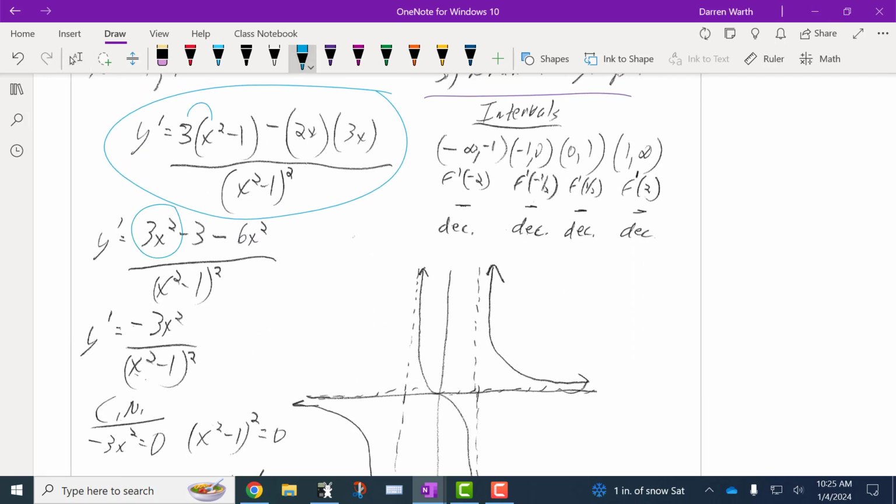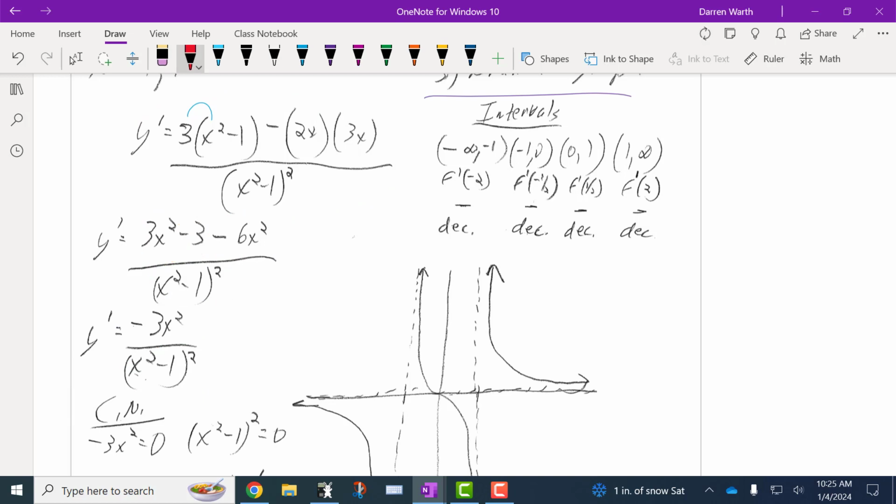I'm going to get 3x squared. Distribute that 3, I'm going to get minus 3. Negative 2x times 3x, so that's going to be negative 6x squared. Then I combine my like terms. Well, my like terms are right here. I got 3x squared minus 6x squared, that's going to be negative 3x squared. That's still all over the denominator squared, so that's (x squared minus 1) squared. So here's my first derivative.